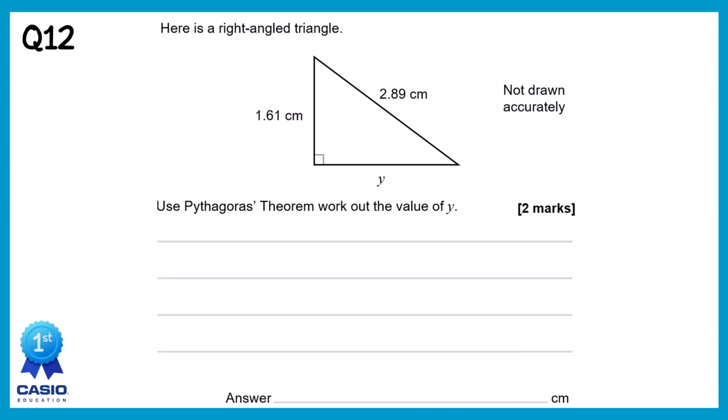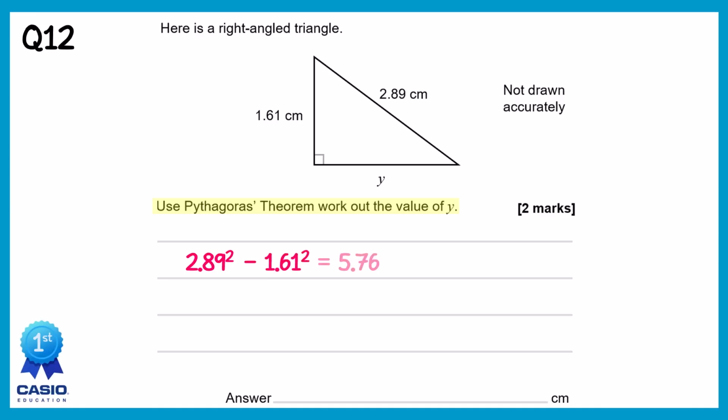In this question, we need to use Pythagoras' theorem to work out the value of y. When doing Pythagoras, you're going to square the two sides that you're given. So we need to square 2.89 and 1.61. The only decision we need to make is are we adding them or subtracting them. Since we're finding one of the two shorter sides of this triangle, we will subtract them. So 2.89 squared, subtract 1.61 squared.